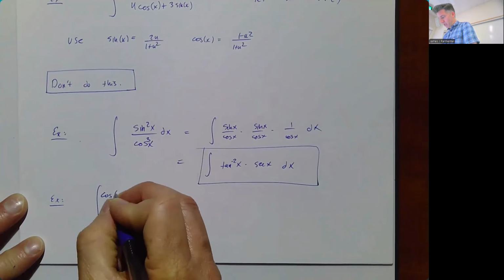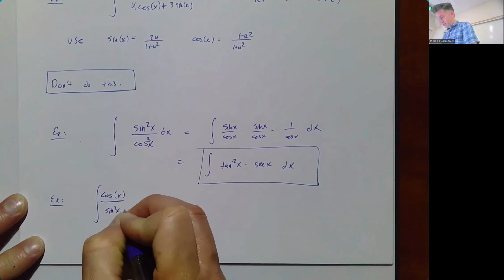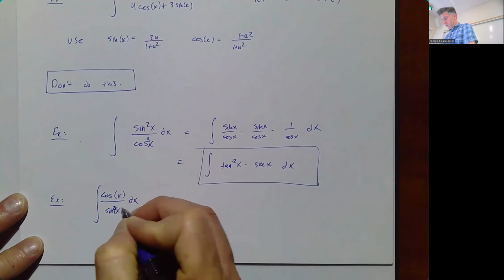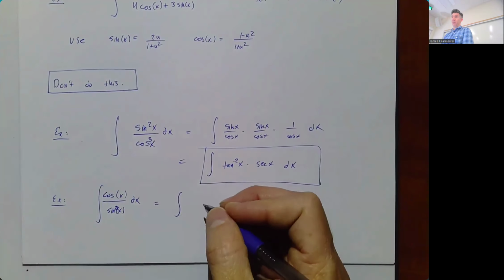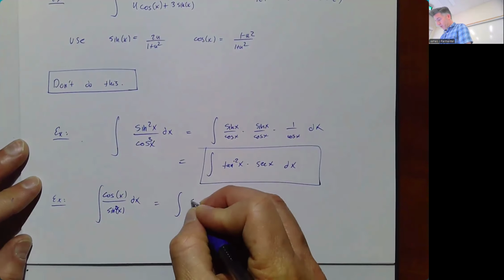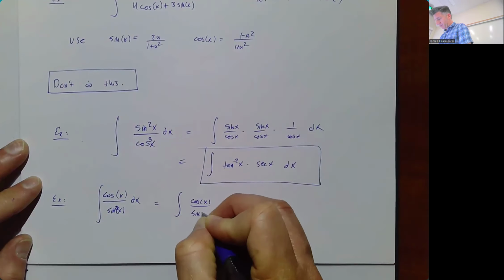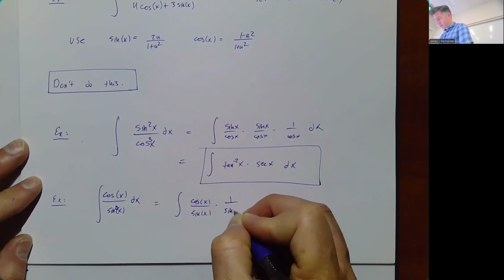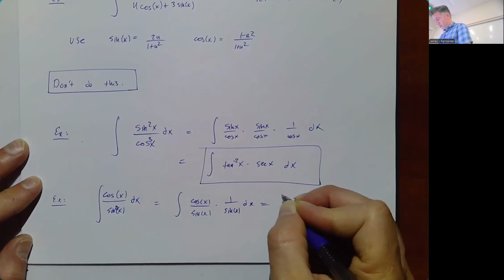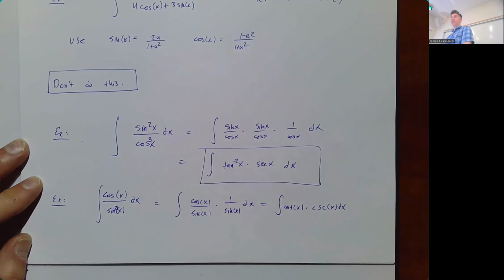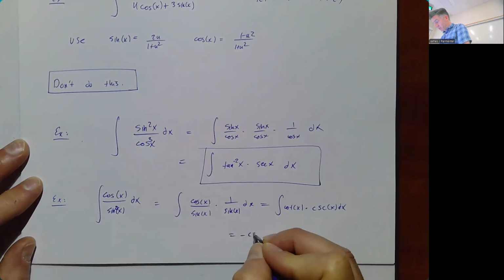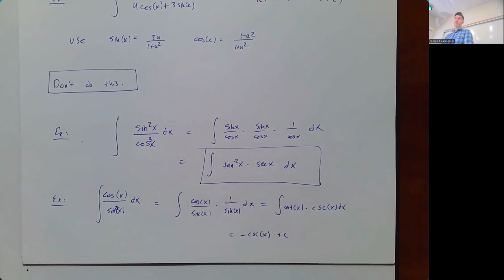the integral of cosine x over sine squared x. This one you could totally do as a u sub. You could let u equal sine of x, or you could rewrite it. I think the u sub is totally fine here, but you could rewrite it as cosine x over sine x times 1 over sine x, which is the integral of cotangent x times cosecant x, whose antiderivative is definitely negative cosecant of x, because the derivative of cosecant is negative cosecant x times cotangent x.